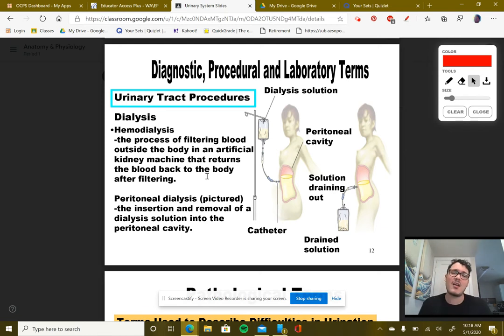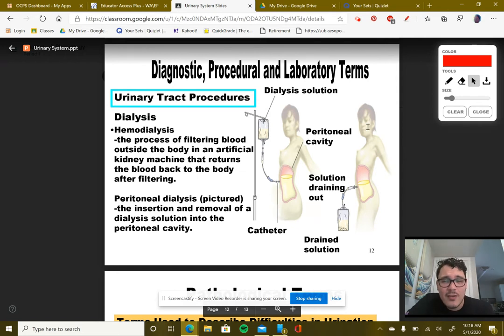But depending on how bad the state of your kidneys is, you may have to go regularly to a dialysis center to get your blood filtered. So it is something to be aware of.